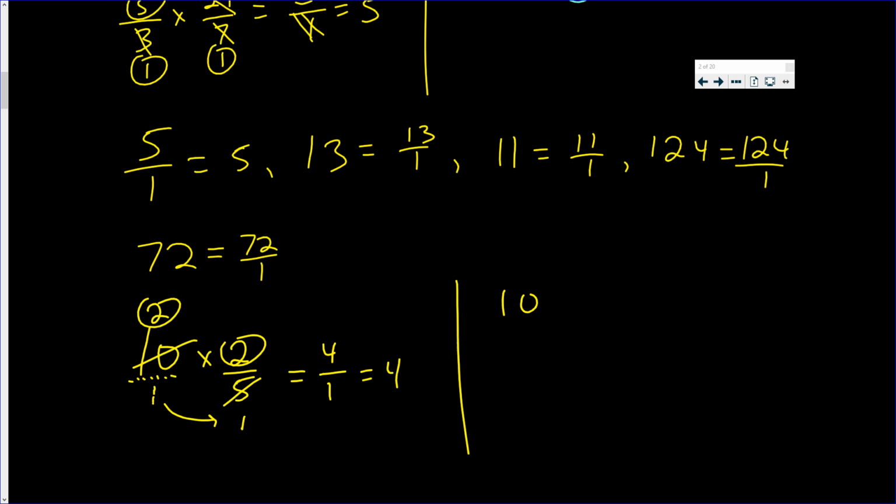Or you can just ignore the fact that there's no denominator. The top numbers are 10 and 2. The bottom number is 5. And you know what? 5 goes into both of these numbers 1 time and 2 times. And 2 times 2 is 4, over 1 is 4.